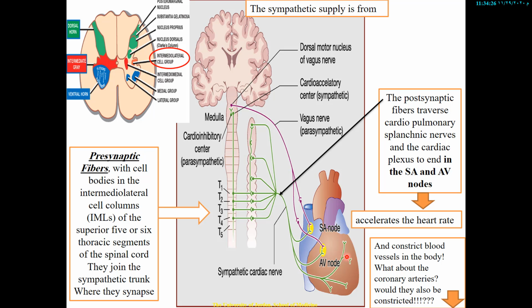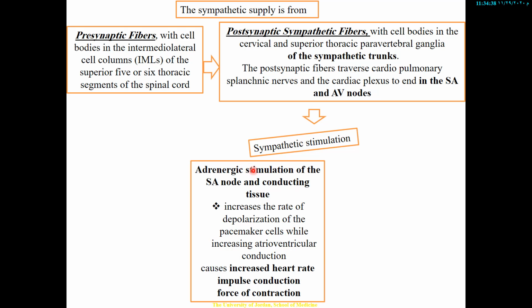But they are not motor to supply and initiate, of course, contraction. This is not the case. So if we go back here, sympathetic stimulation, adrenergic stimulation of the SA node and conducting tissue increases the rate of the depolarization of pacemaker cells, while increasing the atrioventricular conduction causes increased heart rate, impulse conduction, and force of contraction.